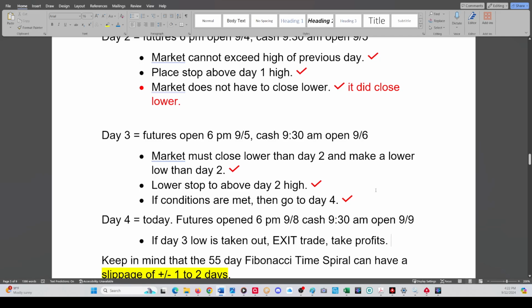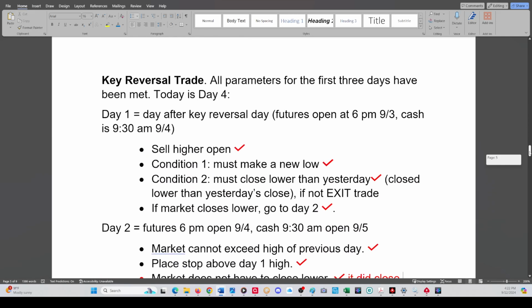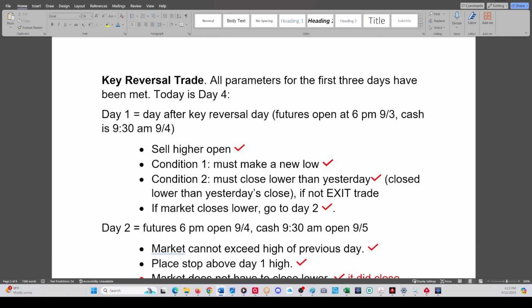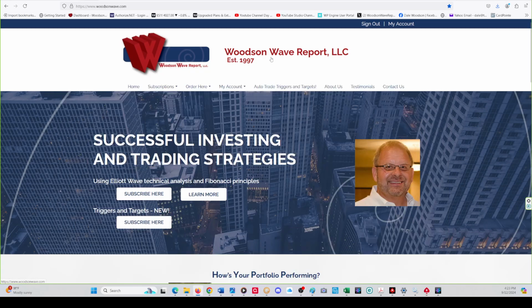So you should have been able to make pretty good profits on those first 3 days. I was all over it, but that's not the point. Some of these don't even work out. But keep in mind the 55-day Fibonacci time spiral can have a slippage of plus or minus 1 to 2 days. So that worked out pretty good. We had some key reversal days that didn't even get past day one. This one worked out pretty good, and I've seen them go longer than 4 days, but this one went 3 days. So that was not a bad trade.